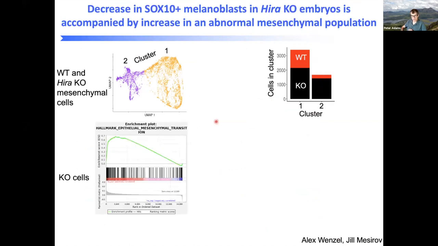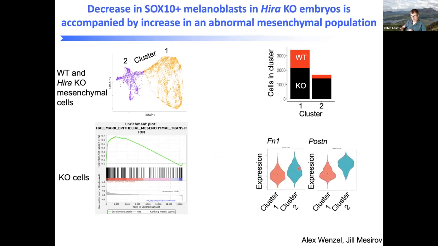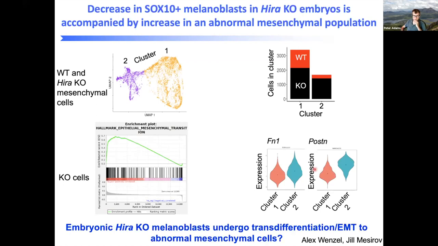And it turns out that this cluster two of the knockout cells has signatures of an epithelial to mesenchymal transition and an expression of genes indicative of that. And so our current working hypothesis is that the embryonic HIRA knockout melanoblasts are depleted in the knockout embryos because they undergo a transdifferentiation or EMT-like process to generate these abnormal mesenchymal cells. As I say, that's just a working hypothesis at this point.